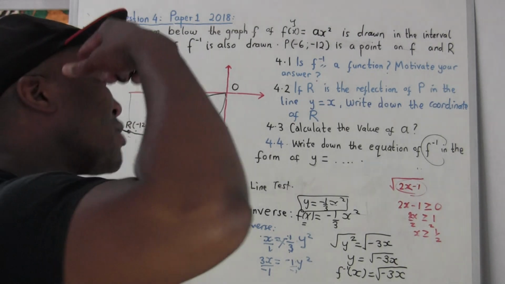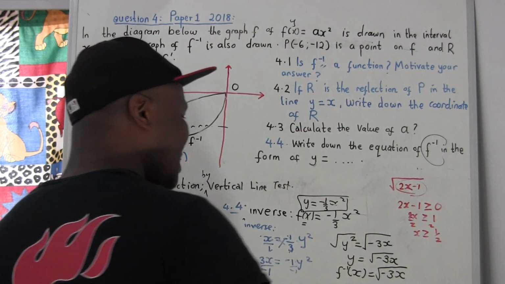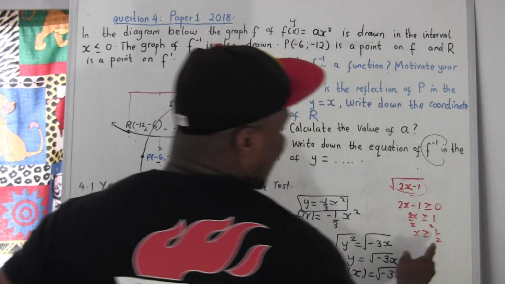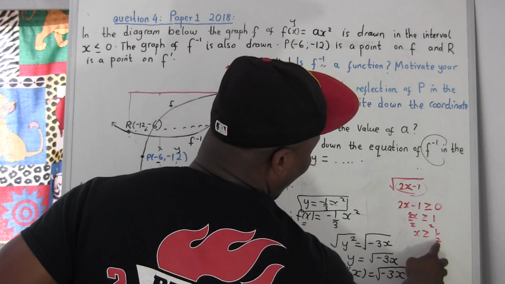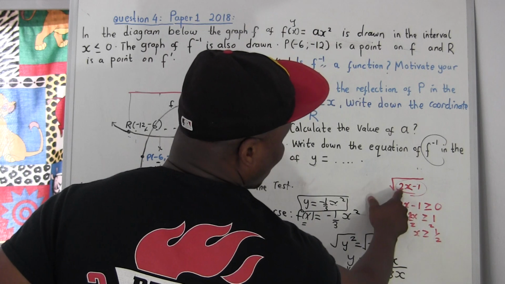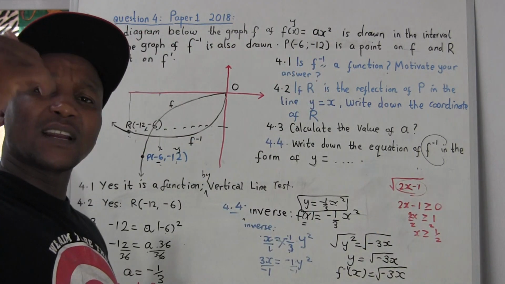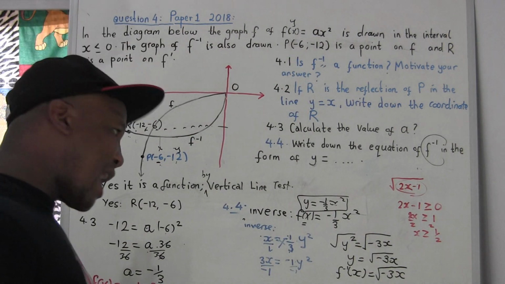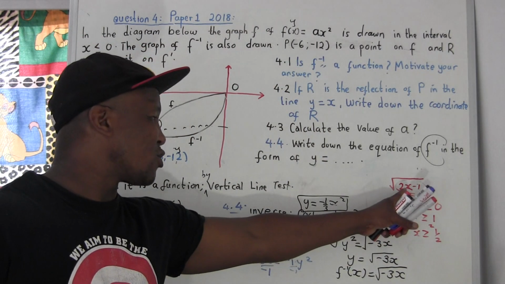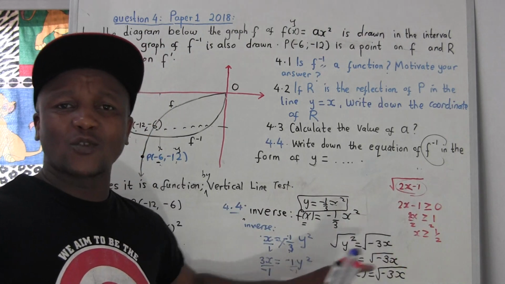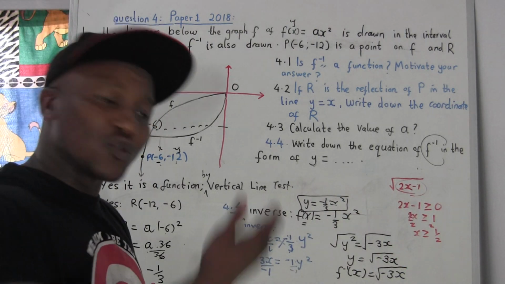Don't ask which number should I put there. It must be greater than or equal to half. For example, if I put 2, because 2 is greater than half, 2 times 2 is 4, 4 minus 1 equals 3, you can square root it. Now let's try a number less than half, for example 0. 2 times 0 is 0, minus 1 is negative 1. Square root of negative 1 is a problem.